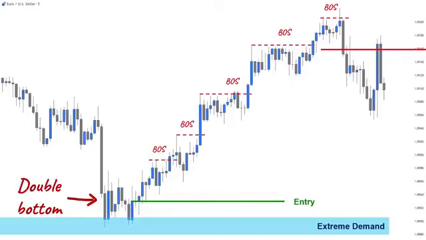Now these are some examples of money and risk management plans which you can adjust to suit your trading style.